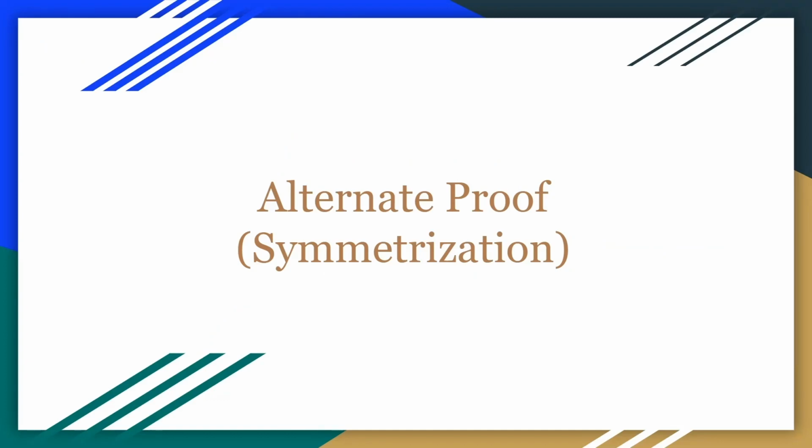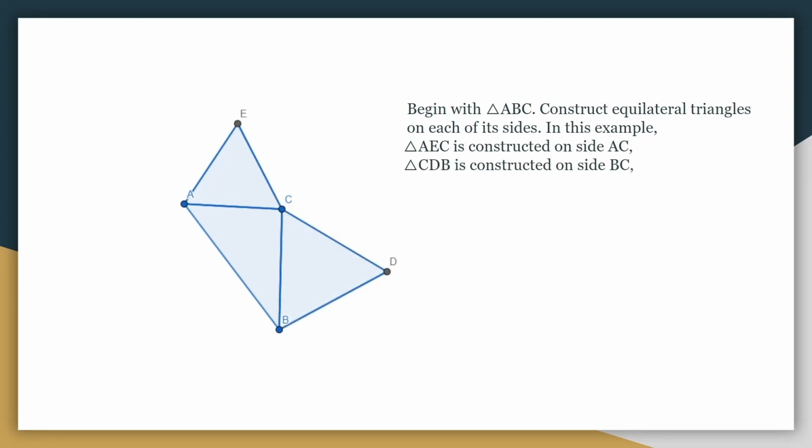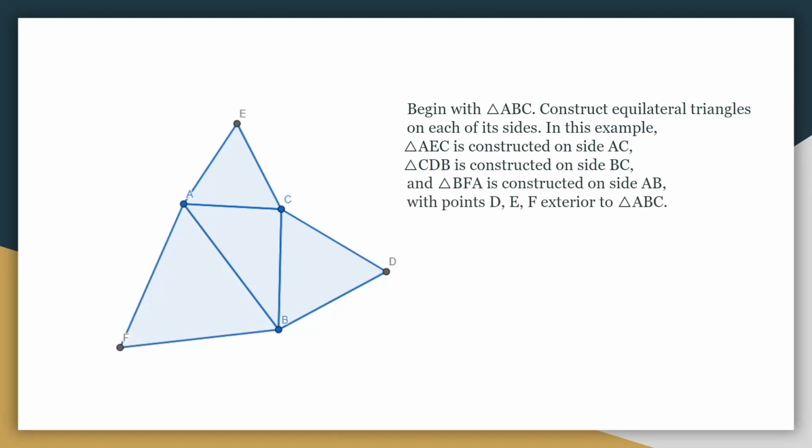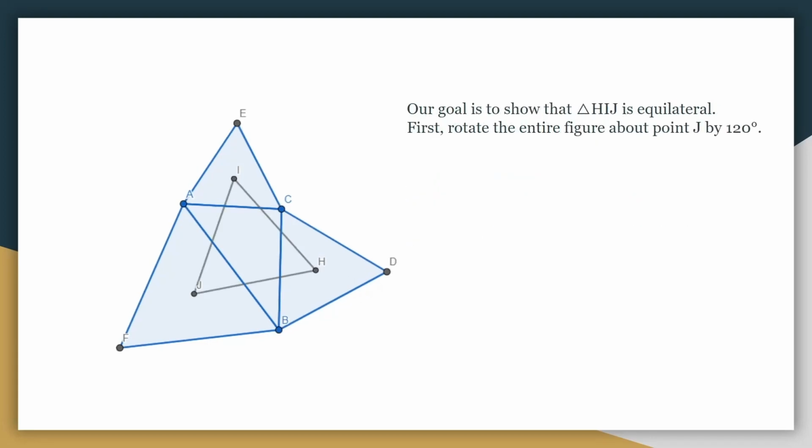Now that we've shown Napoleon's theorem to be true, let's see an alternate proof which uses an argument by rotational symmetry. We'll begin with triangle ABC and construct equilateral triangles on each of its sides as before. Here we have triangle AEC constructed on side AC, CDB constructed on BC, and BFA constructed on AB. Points H, I, and J are placed on the centroids of these triangles. Our goal, as the theorem says, is to show that triangle HIJ is equilateral.